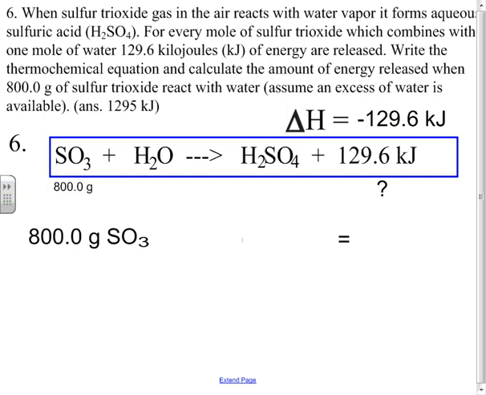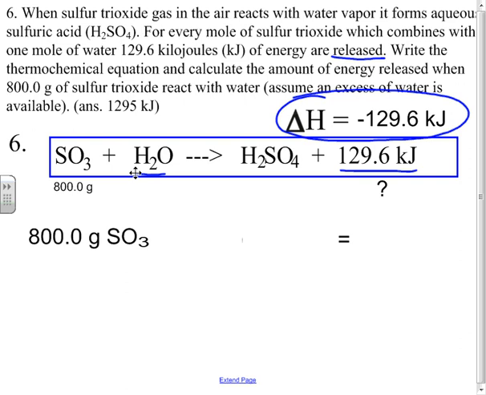Sample problem. We're told that sulfur trioxide gas in the air reacts with water vapor to form aqueous sulfuric acid. So we can write a thermochemical equation for this. And we're told that for every 1 mole of water, this is the enthalpy change. So we can write it in the reaction like this, or we can write it as the change in enthalpy equals, in this case, a negative 129.6, since it's an exothermic reaction, the energy being released.